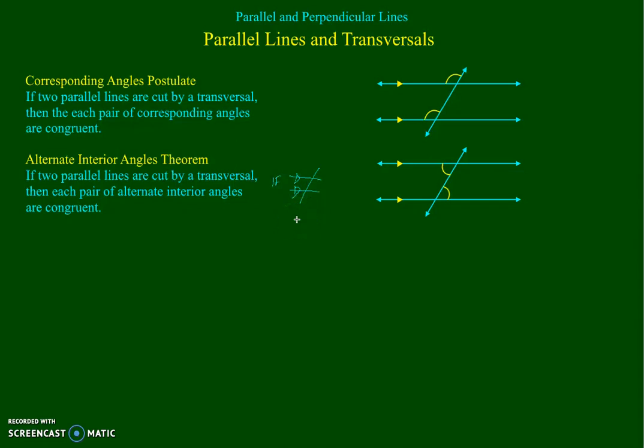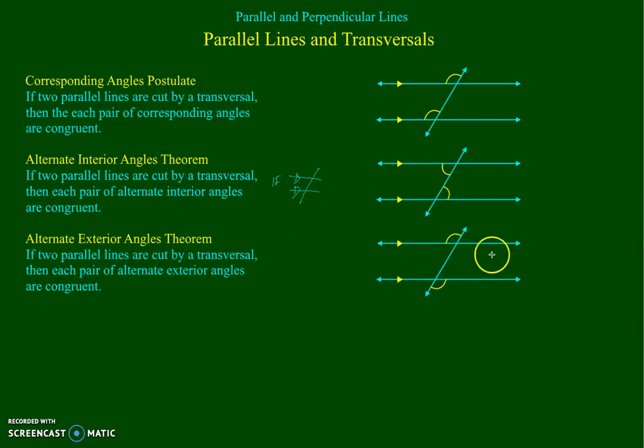All right, let's move on to the next angle pair. Of course, logically, we have alternate exterior angles, and the alternate exterior angle theorem says if 2 parallel lines are cut by a transversal, then each pair of alternate exterior angles are congruent. So we have a commonality with all 3 of these. Corresponding angles are congruent, alternate interior angles are congruent, and alternate exterior angles are congruent.